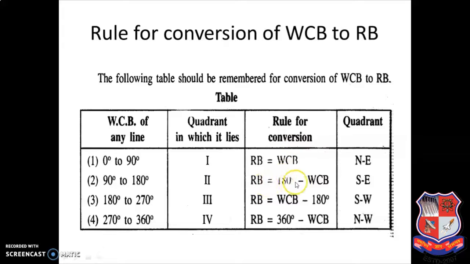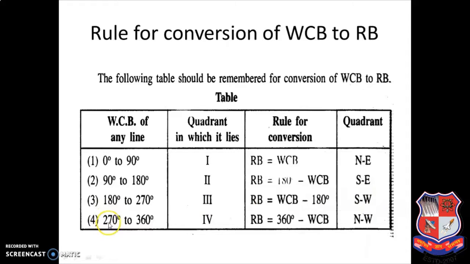Rule of conversion, RB is equal to 180 minus WCB. Quadrant is southeast. Suppose WCB of a line lies in 180 to 270 degrees, which lies in the third quadrant. What is the rule of conversion? RB is equal to WCB minus 180. Quadrant is southwest.